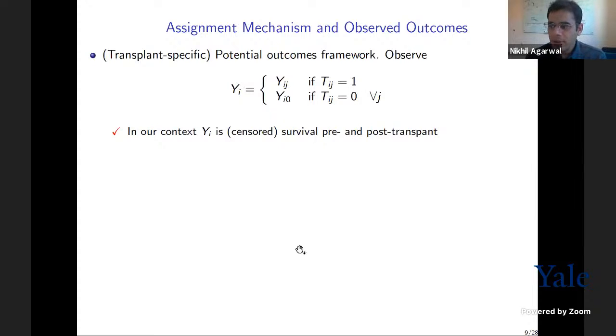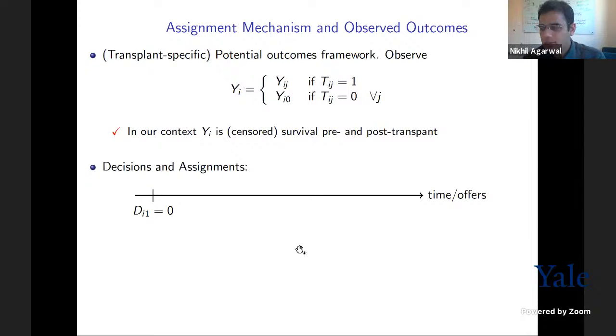So what we observe for a patient is how long they live, and this value could be potentially censored. So yi is how long patient i lives, and you observe yij if patient i was transplanted with kidney j, in which case Tij is equal to 1. If patient i was not transplanted at all, we'll observe yi0, which is the outcome without any transplant.